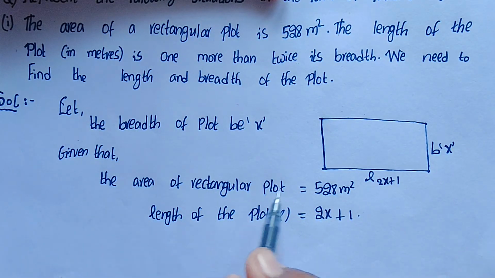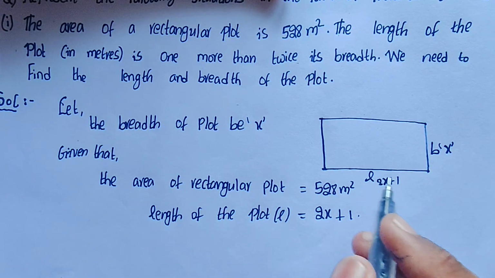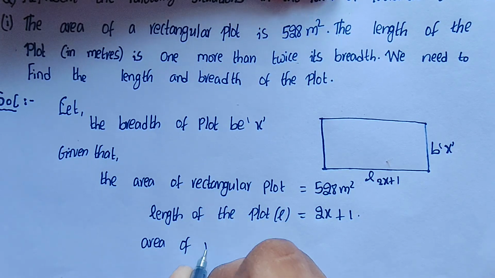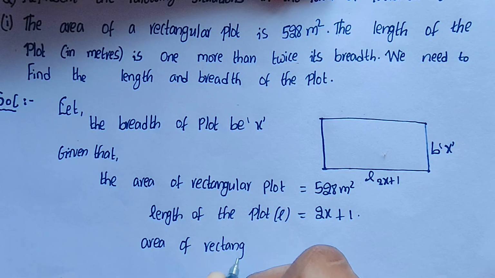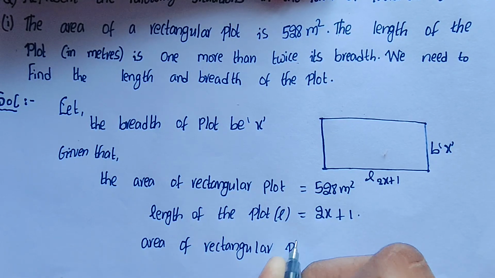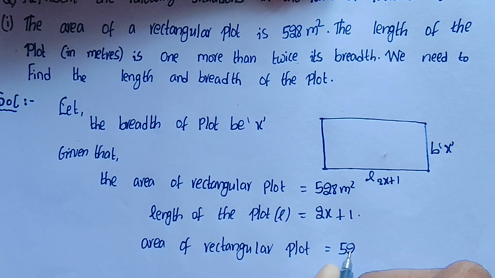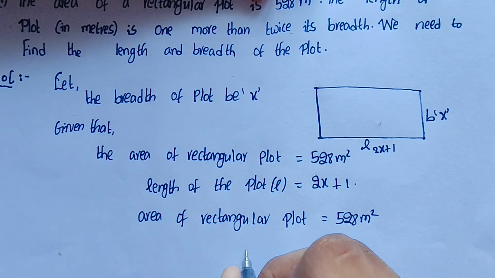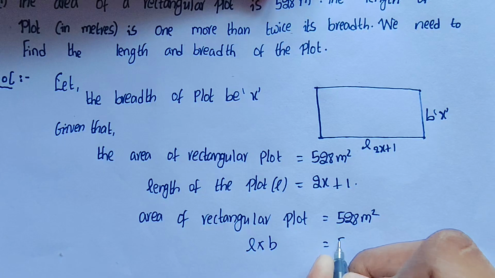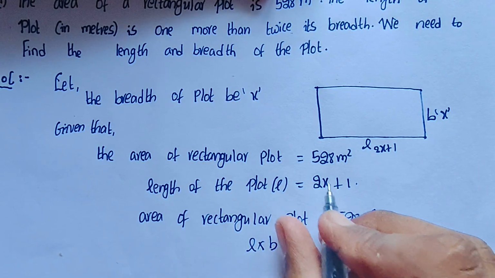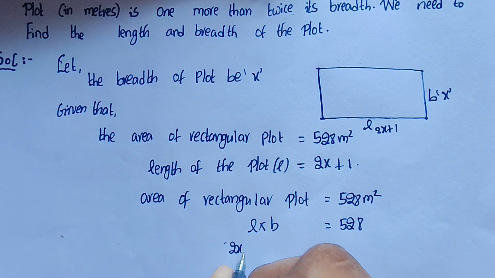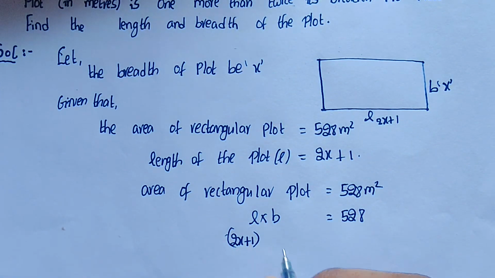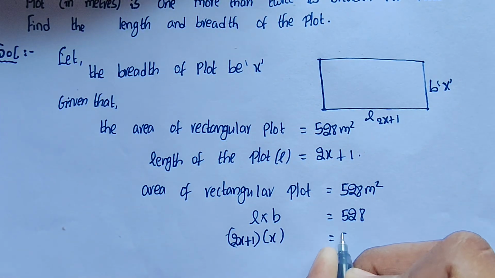So we know the area of the rectangle. What is the area of the rectangle? Length into breadth. Area of the rectangular plot equals 528 meters square. So now, what is the area? Length into breadth equals 528. What is the length? 2x plus 1. Into what is the breadth? We took that as x. So (2x plus 1) into x equals 528.